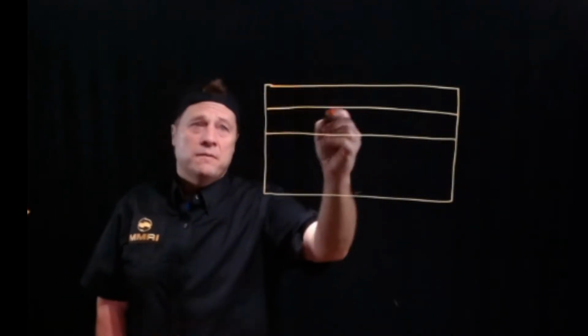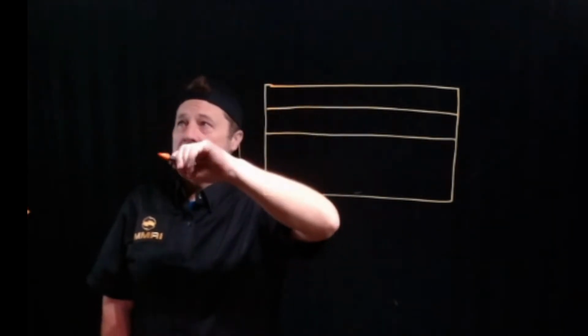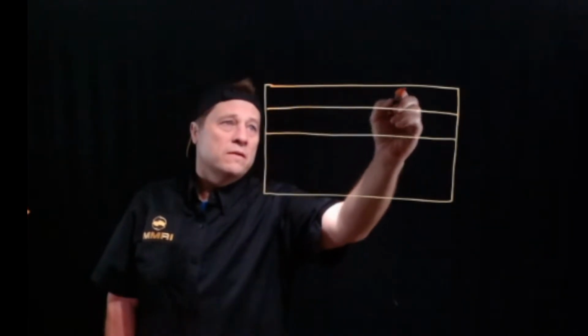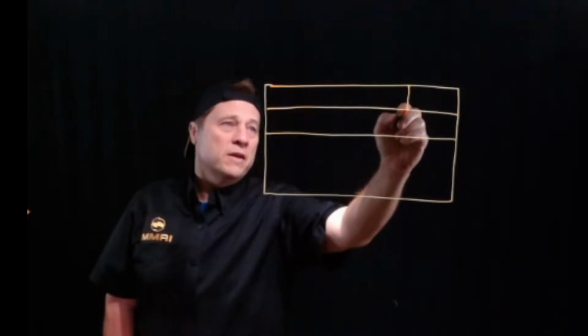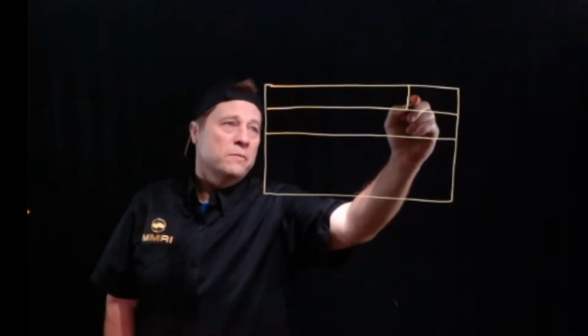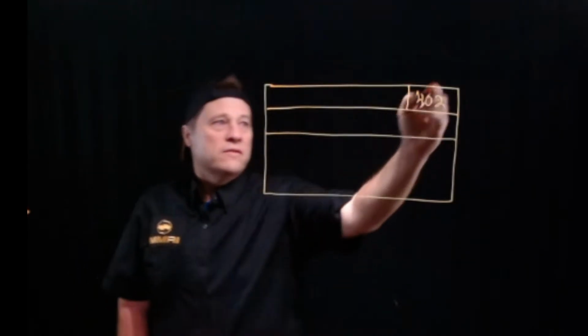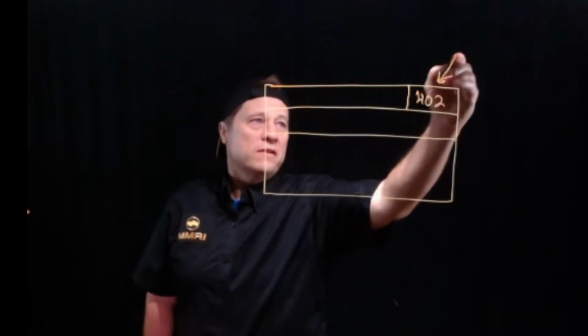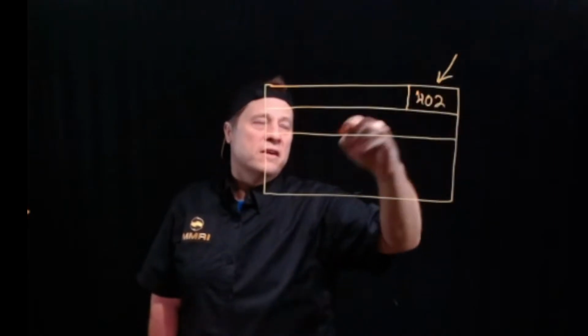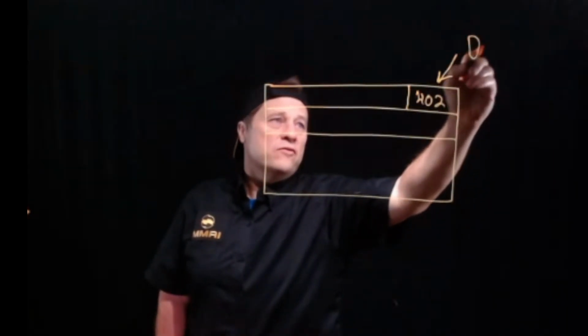first of all, what the drawing number might be. So this might be drawing number 402, whatever it is. Okay, so this is somewhere on the drawing. It doesn't have to be in this location, but somewhere in the title block, there has to be a drawing number.